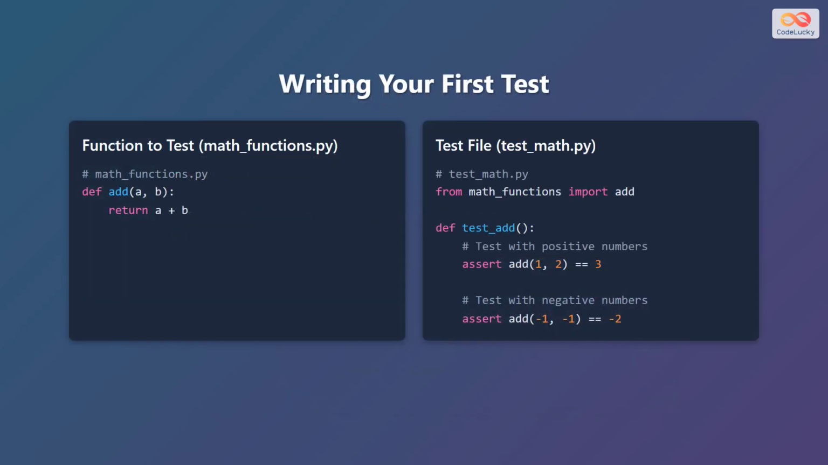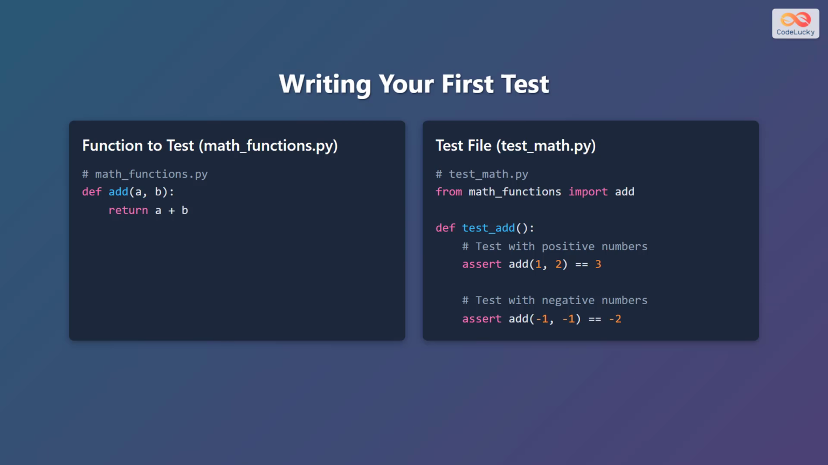Let us start by writing our first test. First, define a function to test. Save it as math_functions.py. Here is a simple function named add that takes two arguments, a and b, and returns their sum. Next, create a test file named test_math.py. Import the add function from the math_functions module.